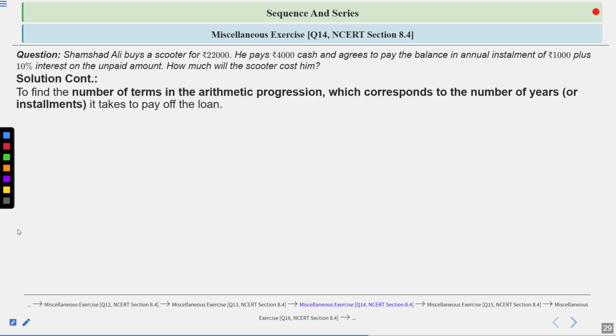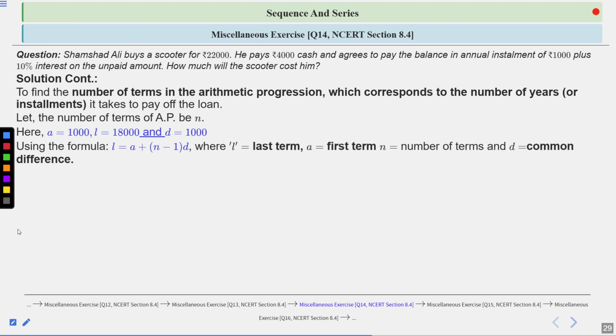Right, to find the number of terms in the arithmetic progression, which corresponds to the number of years or installments it takes to pay off the loan, let the number of terms of the AP be n. Here A is equal to 1,000, L is equal to 18,000 and D is equal to 1,000.